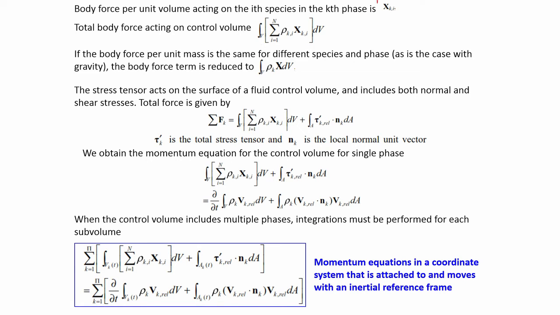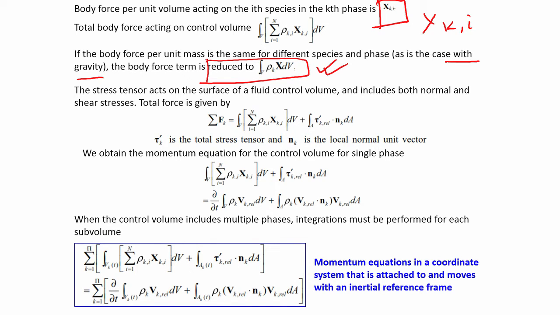Now, remember in those equations, we defined that there is a body force term. This is a continuation of the last lecture. The body force term, in most cases, is gravity. If it is gravity, the body force term is reduced to a form like this. So, the stress tensor, this is the body force term.